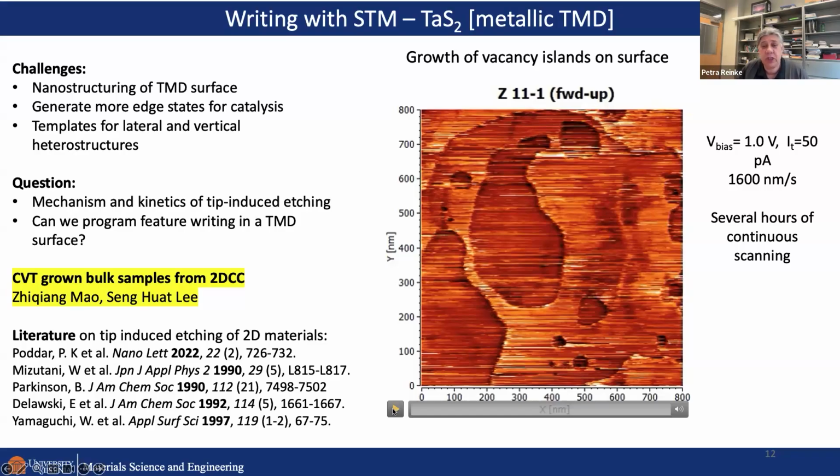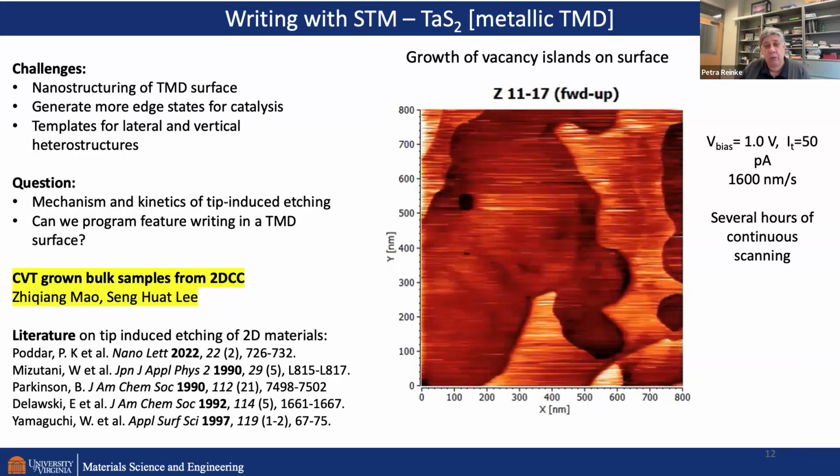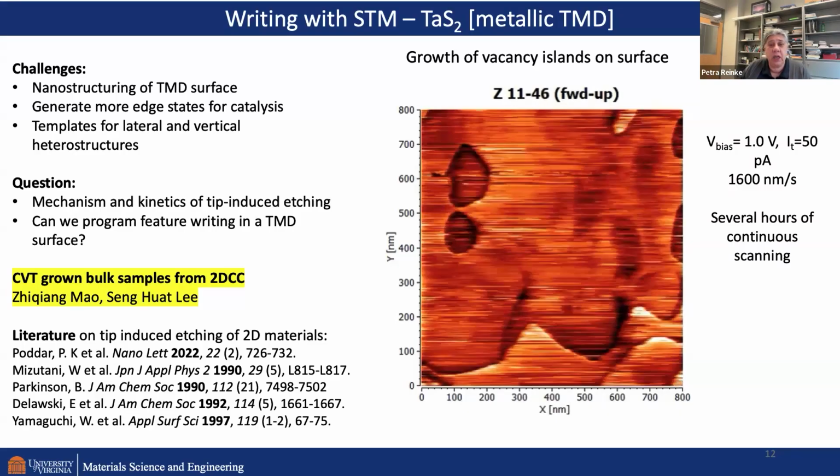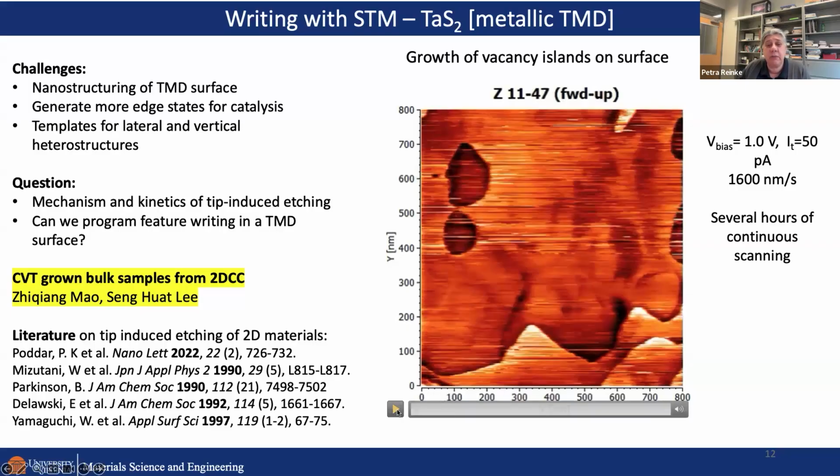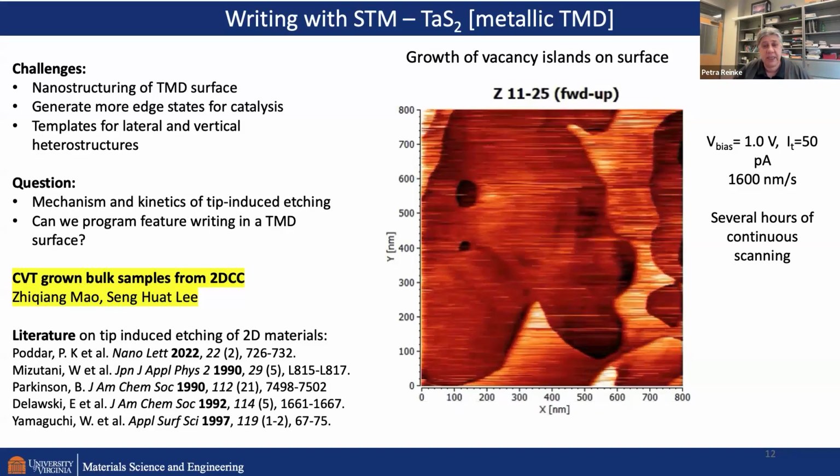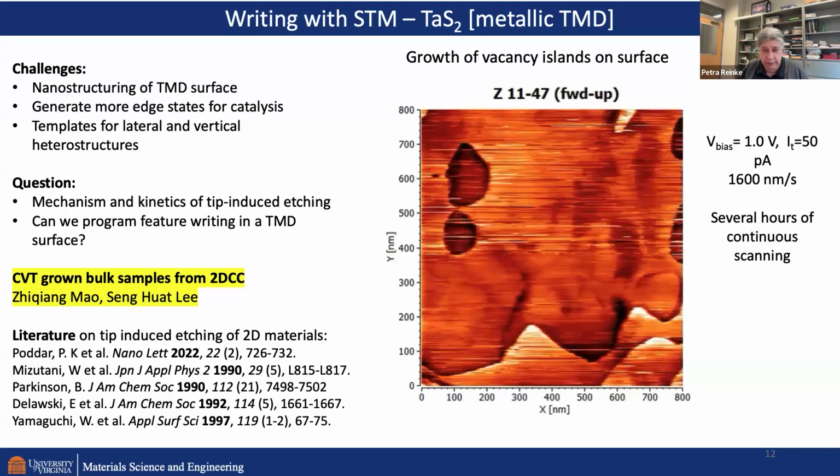And let me show a movie just to wake up everybody a little bit here. Let me show a movie of how that works. You image for a very long time, and you can see that you generate more and more of these vacancy islands on the surface, up to the removal of complete layers within the area of the image we are doing. And again, these are samples we received from the 2DCC. We're very, very happy about those. They allowed us to do all of these experiments without having a large synthesis setup here.